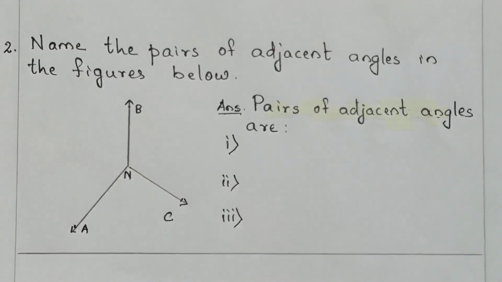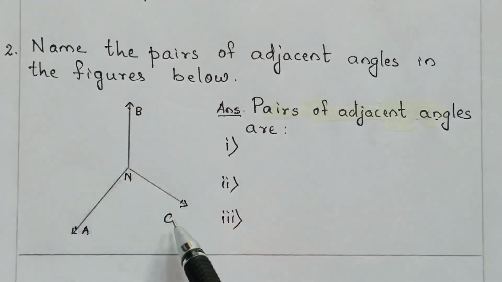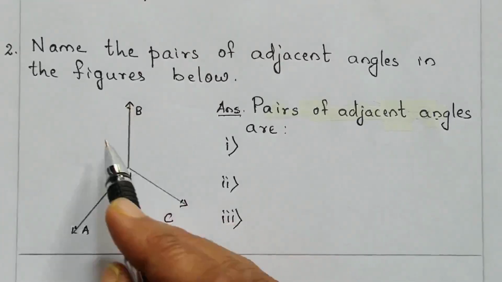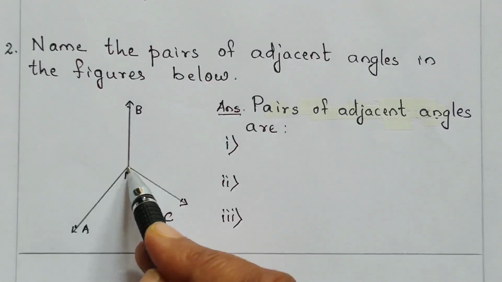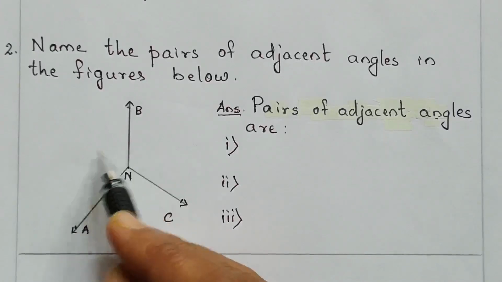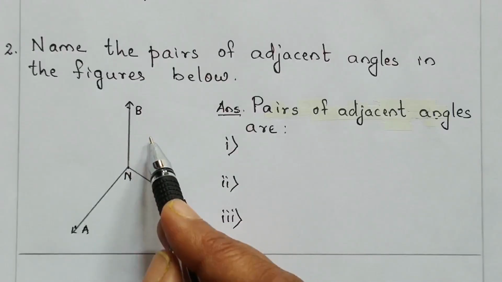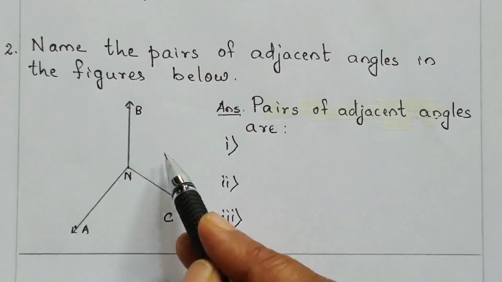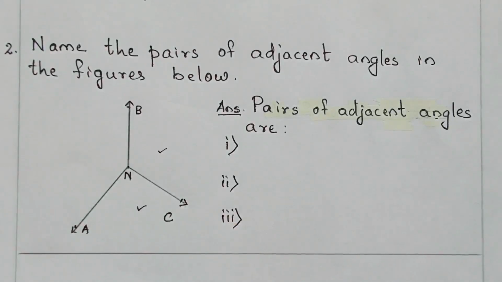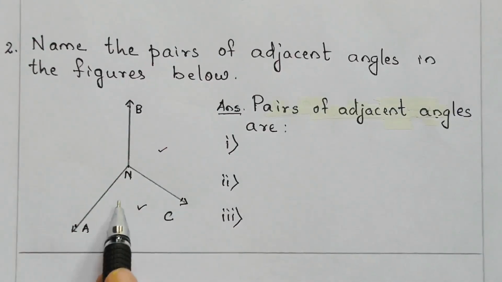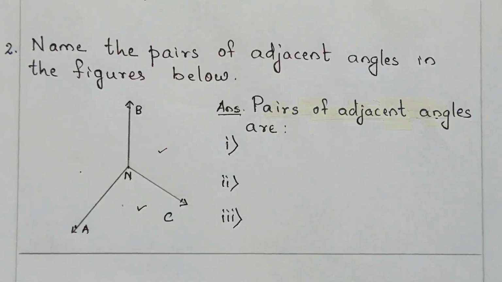They are adjacent angles. Now let's see over here in the first figure, you can see that angle BNC and angle BNA are next to each other. Yes, they have a common arm BN and a common vertex N, but their interiors are separate. So these two angles can be called adjacent angles. Similarly, this particular angle and this particular angle are also adjacent angles. Same way, this angle and this angle. So you will get three pairs of angles which are adjacent in this figure.